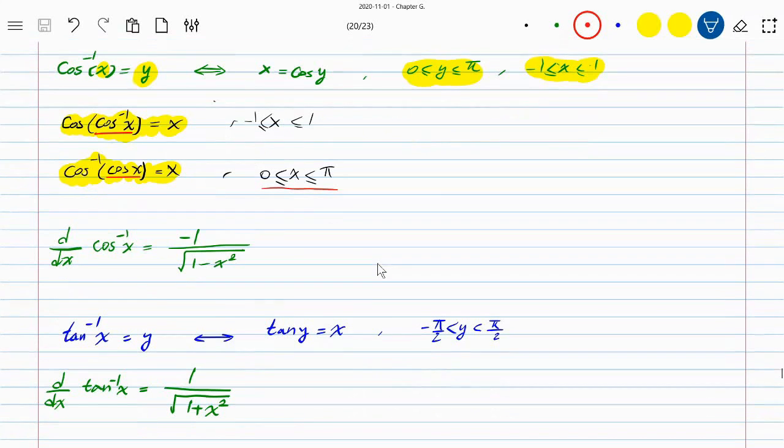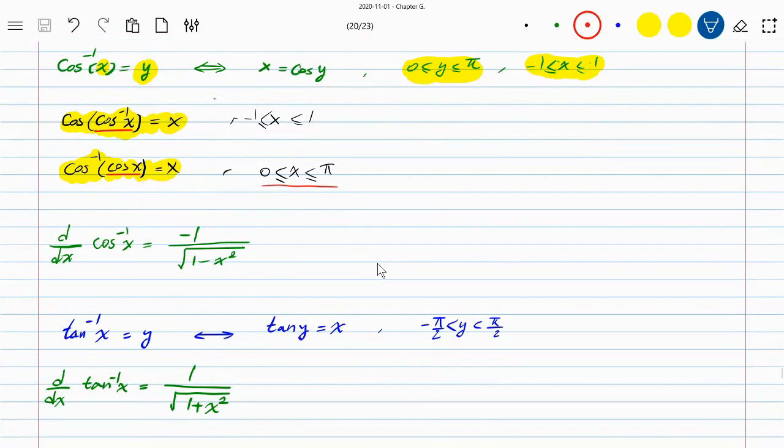Okay, let me mention the tangent inverse as well. Tangent inverse of x equals y is the same as saying tangent of y equals x. These are the relation: if f of x equals y, then f inverse of y equals x, back and forth. The only good news is that tangent inverse doesn't require the domain to be restricted. So I can put any number that I want inside the tan inverse. I will get a corresponding angle out of it.